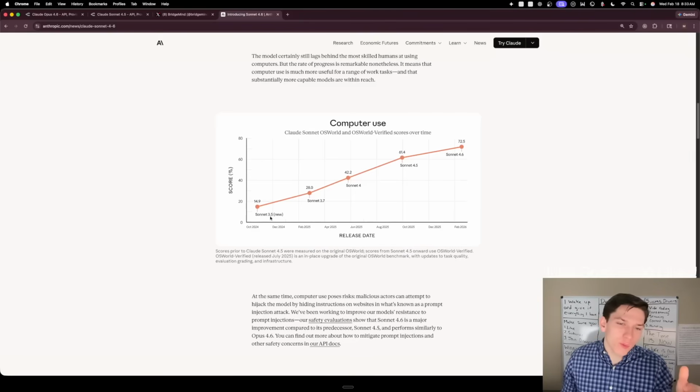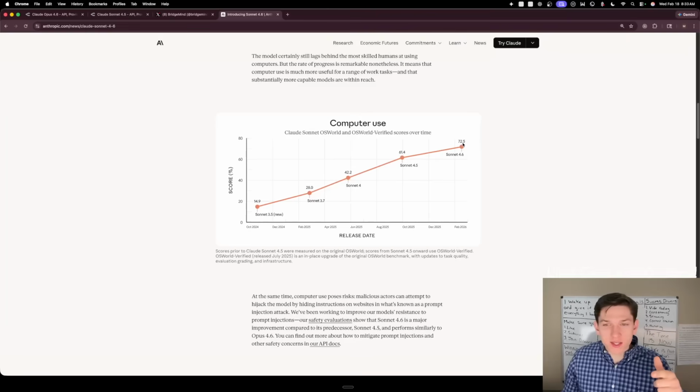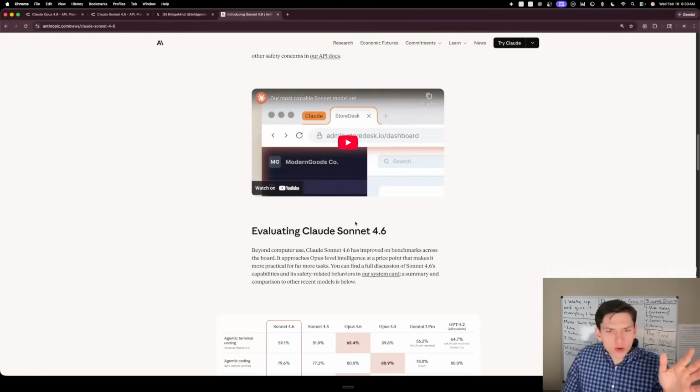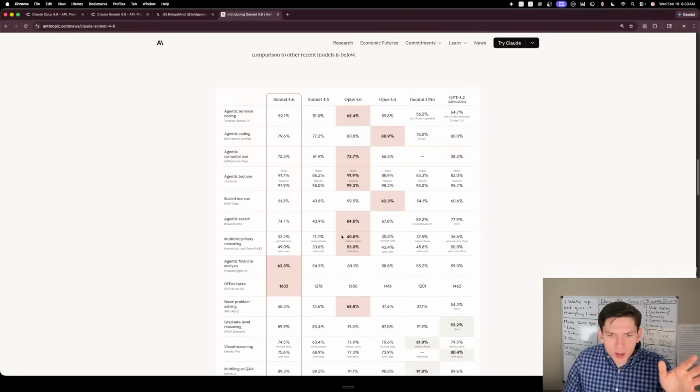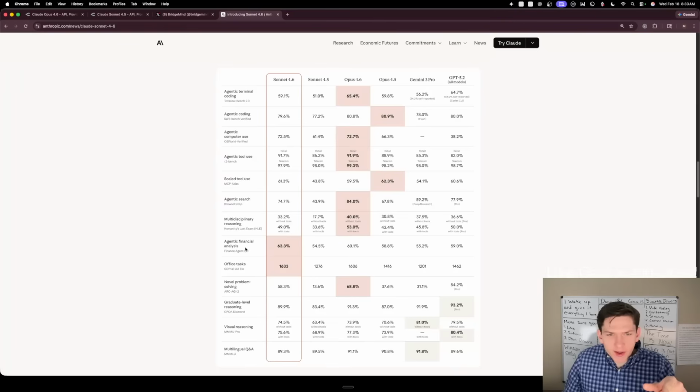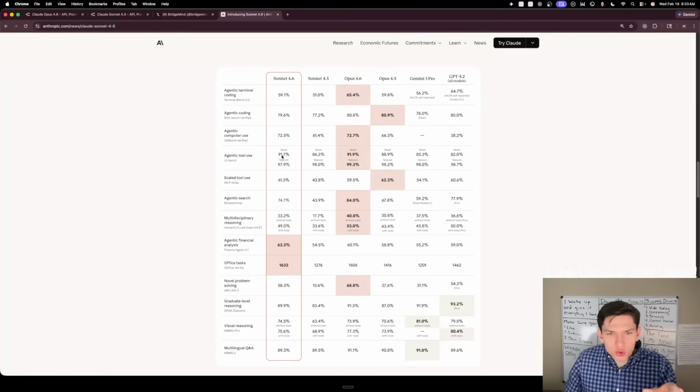Look at Sonnet 3.5 in October 2024 compared to where Sonnet 4.6 is now. Look at that, 14.9 compared to 72.5, which is just insane. So take note of that. Also, they did put out, look at this, the agentic financial analysis, that beat out. The office tasks, it also beat out. It did perform very well in agentic tool use, right up there with Opus 4.6. So this model is on par with Opus 4.6. It's not better than it.